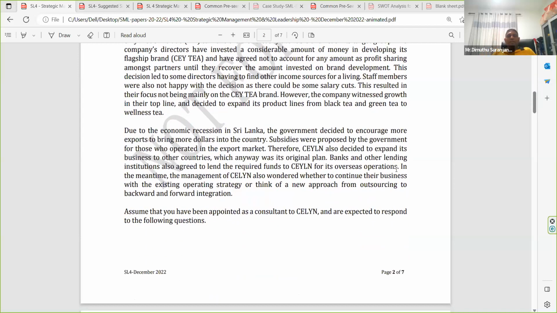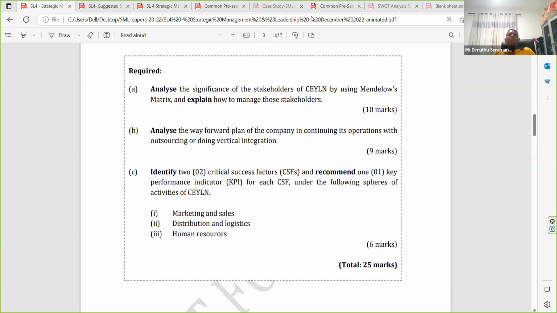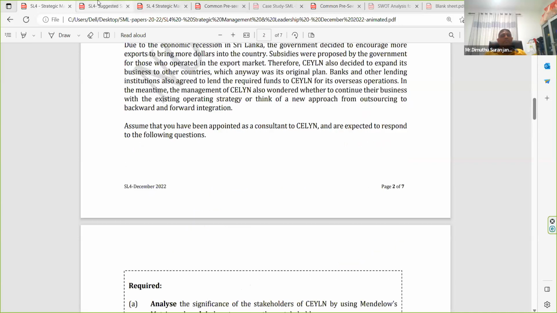See this last part. It was mentioned that in the meantime, the manager of Ceylon also wonders whether to continue their business with the existing operator strategy or think of a new approach from outsourcing, backward and forward integration. So they can do this forward and backward integration when they have become a known brand and have grown and developed. Do you remember what vertical integration is?